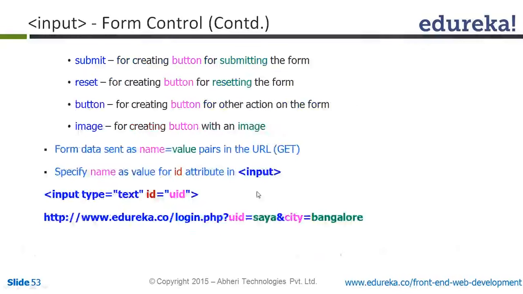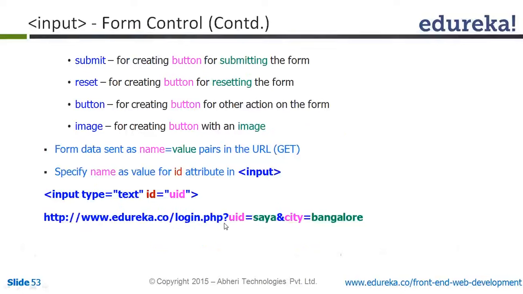Okay. So just one thing I would like to demonstrate. For example, this is a login.php, and this PHP form would have displayed the form, with username and city. Here, what is in pink color is the name of the input field, and what is in green color, Saya and Bangalore, those are the values entered into the input boxes by the end user. So those values will go as this green color text.